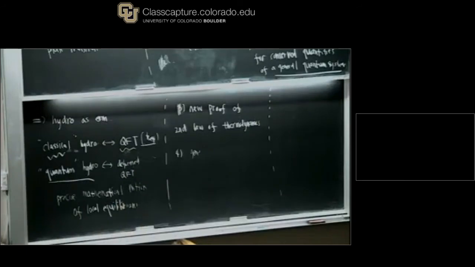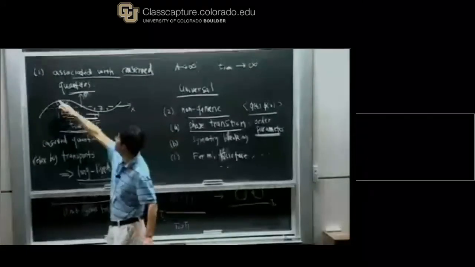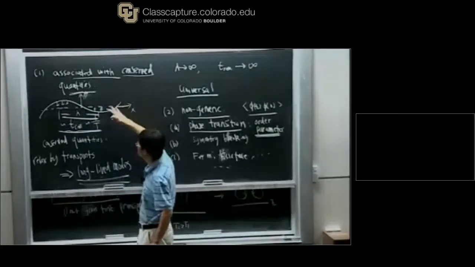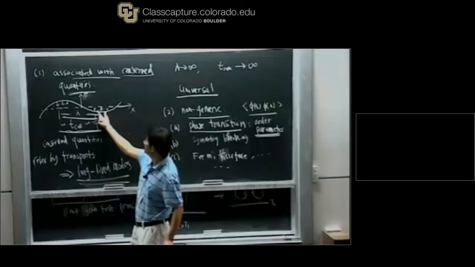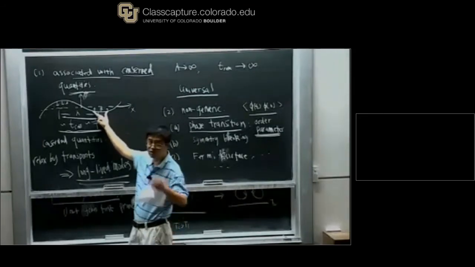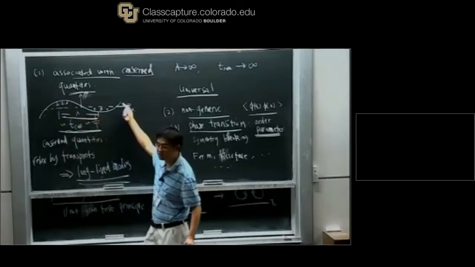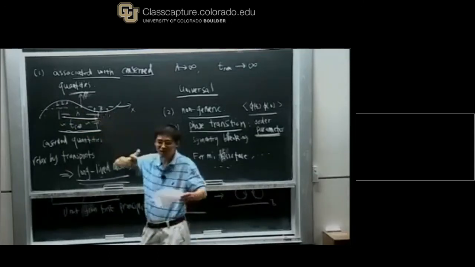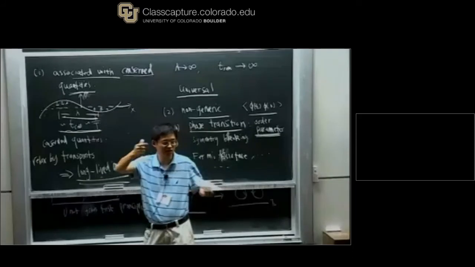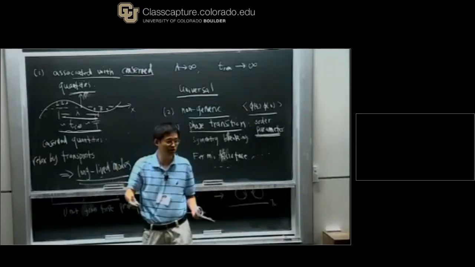When you consider such a long wave disturbance, then at some distance scale which is much larger than your UV cutoff but much smaller than this wavelength, the system should be in local equilibrium. This is the heuristic way to say it must be in local equilibrium.